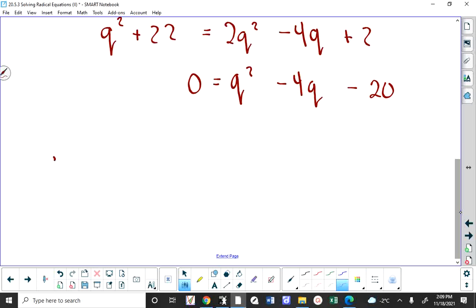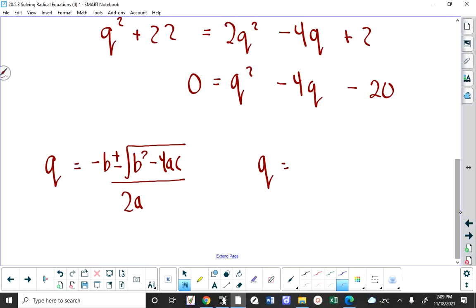So we're going to use the quadratic formula where q will be equal to negative b plus or minus root b squared minus 4ac, over 2a. So q will be equal to negative b, which is 4, plus or minus. Can a few people confirm that b squared minus 4ac is 96? Yeah, I think 96. When you square negative 4, which is b, you get 16 minus 4 times 1 times negative 20. Yep. Root 96 all over 2a, which is 2.